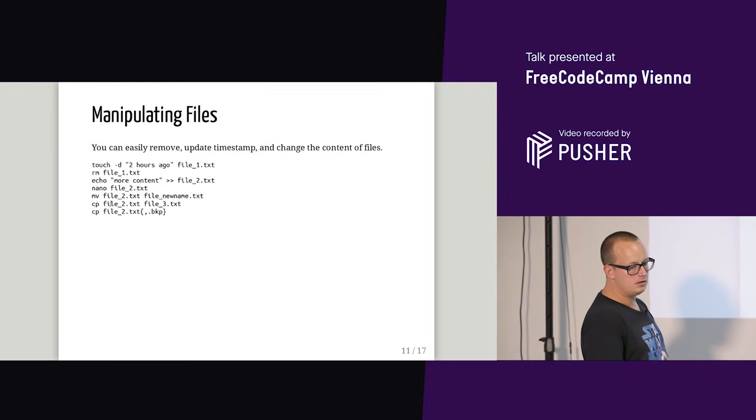You can copy a file. So this would move it. File 2 would be gone, and file new name would be there. Copy would copy this one into file 3, and both of them then exist.